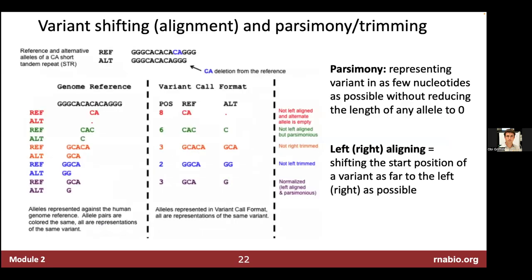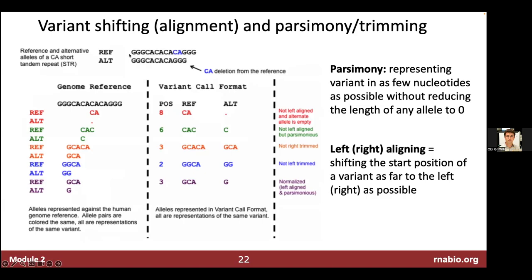And then the last thing is this problem of variant alignment and parsimony. So the concept of parsimony, when you're talking about variants, is to represent a variant in as few nucleotides as possible. And the concept of aligning is to shift the position of the variant as far to the left or right as possible. And the reason this is necessary is because there is a natural ambiguity when you describe variations in the genomes, especially in situations like this where you have repetitive elements.